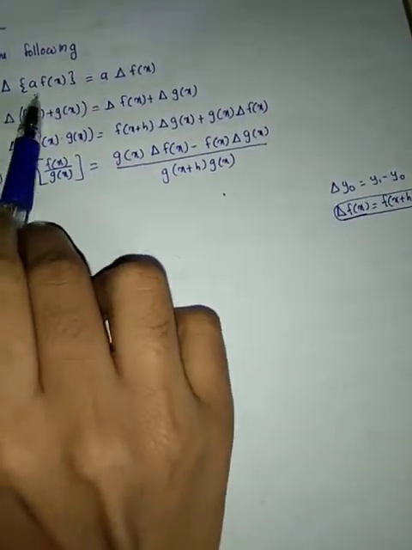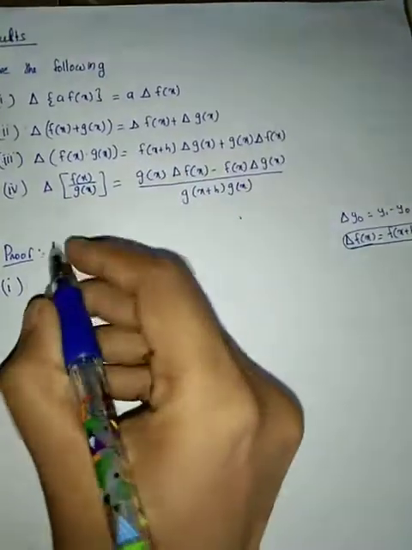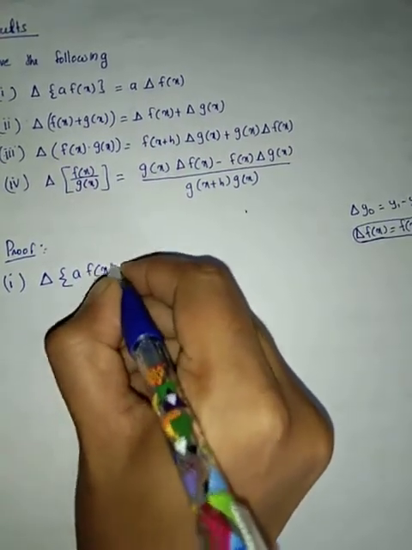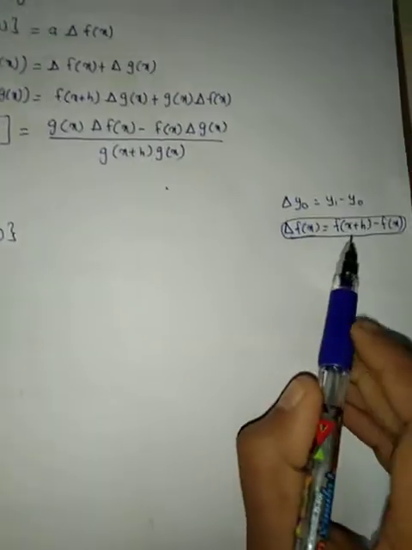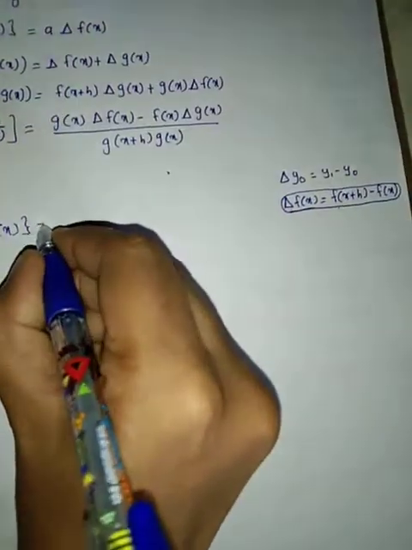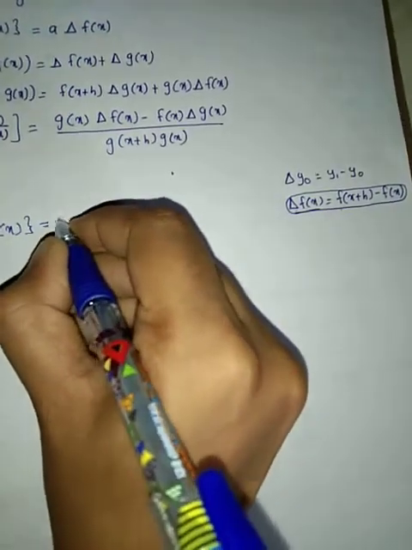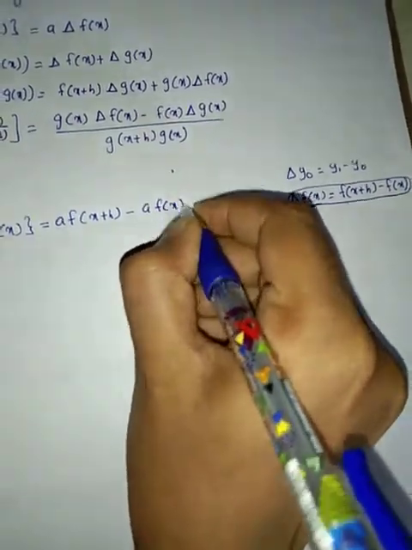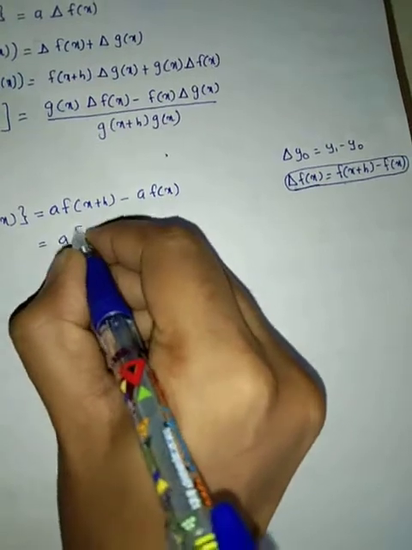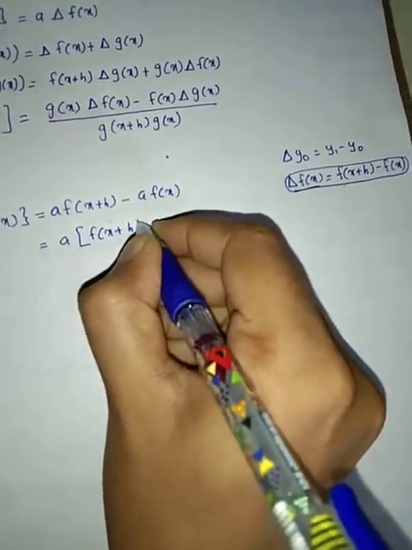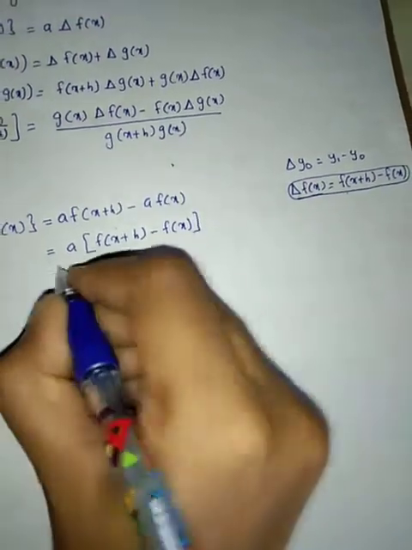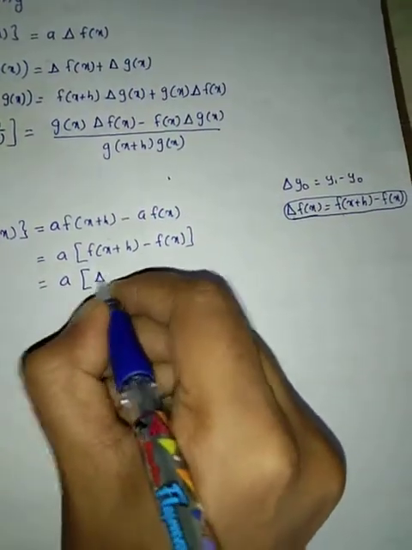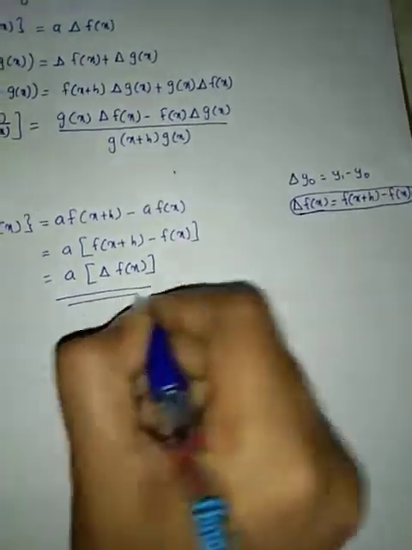To prove that delta a f of x equal to a delta f of x, we can start with delta a f of x. So delta f of x equal to f of x plus h minus f of x, which implies delta a f of x equal to a f of x plus h minus a f of x. That's equal to, a is common, so a into f of x plus h minus f of x. F of x plus h minus f of x equal to delta f of x. So a delta f of x. Hence the result.